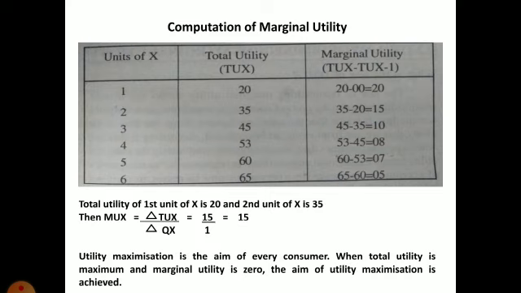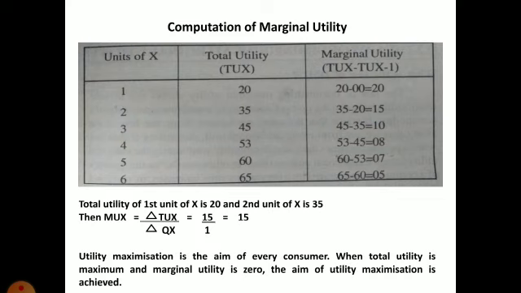So how do we calculate the marginal utility? Delta TUX divided by delta QX. That is, what is the change in total utility? That is 35 minus 20, so that will be 15. What is the change in the units of consumption? 2 minus 1, that is 1. So 15 divided by 1. Delta TUX is 15, delta QX is 1. So 15 divided by 1 is equal to 15. So the marginal utility of the second unit becomes 15.